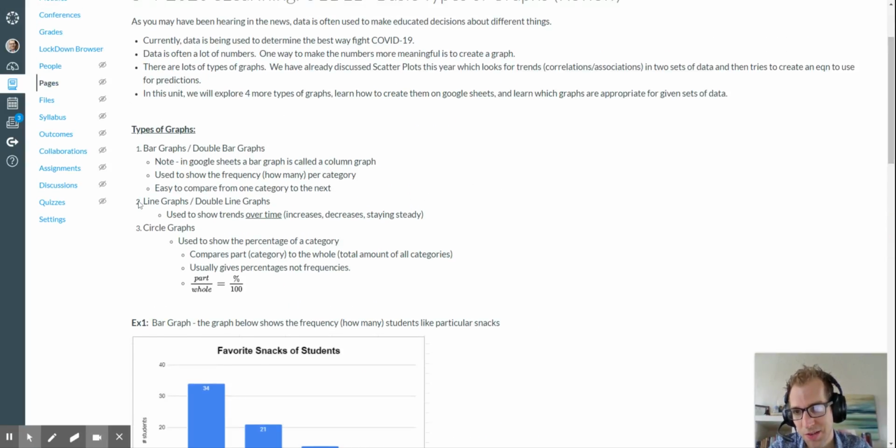The second type would be a line graph, or once again, in the same category, a double line graph. This is used to show trends over time. So think about increasing, decreasing, staying steady. But the key here, really important to understand, is that line graphs deal with how something changes over time.